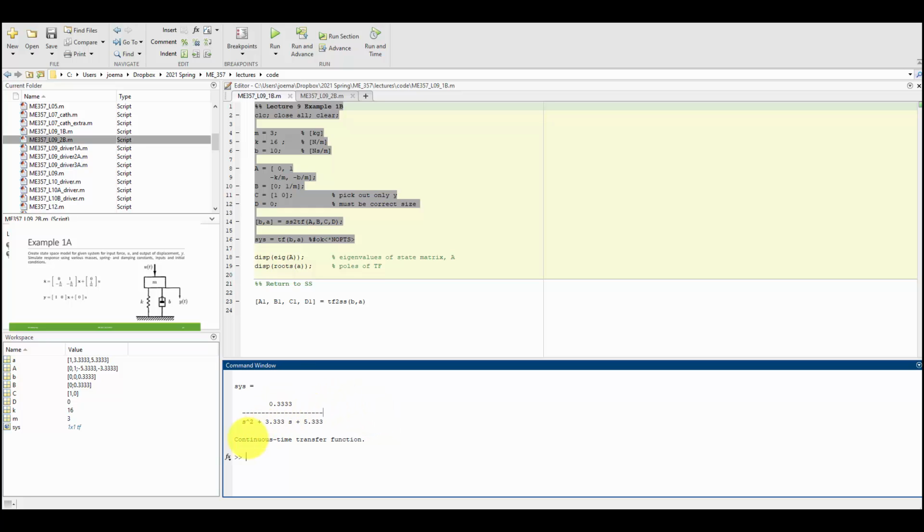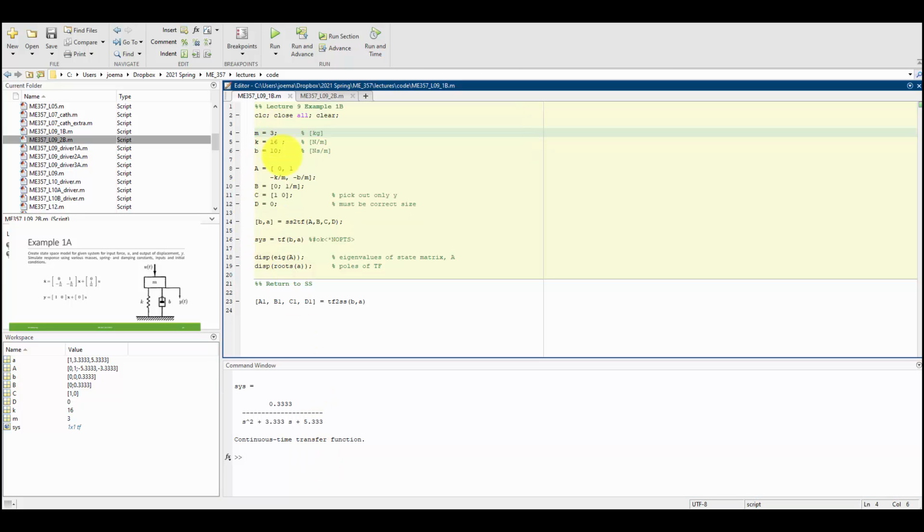I would have gotten 1 over now 3s squared plus 10s plus 16, and that would also be equivalent to what we're seeing here. So we just want to be aware that it's not necessarily going to look exactly like what we would expect if we derived it by hand, but it is going to be equivalent. So let me go back to a mass of 1 and get back to this system.